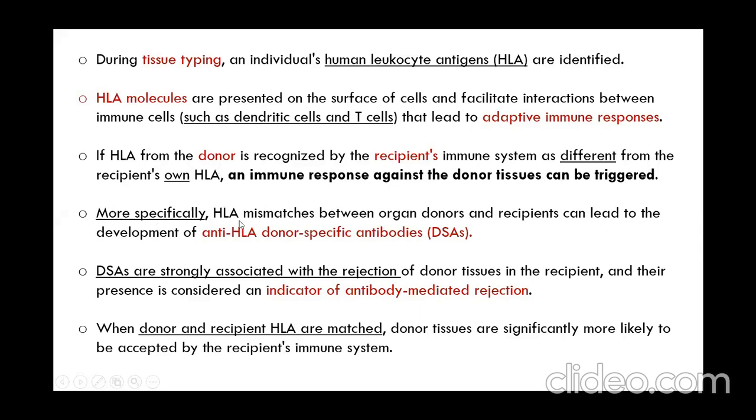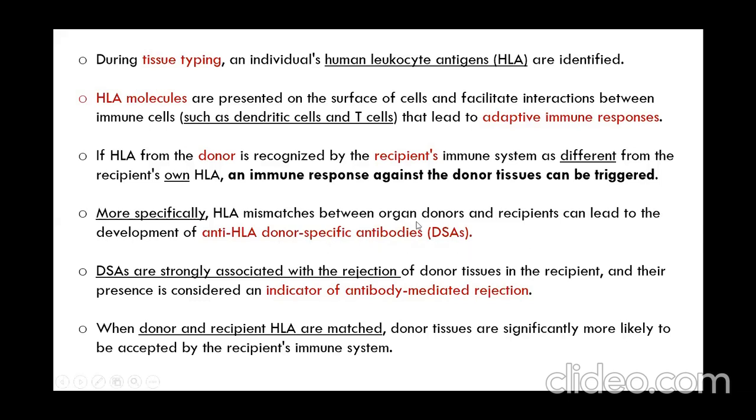More specifically, HLA mismatches between organ donors and recipients can lead to development of a specific form of antibodies called anti-HLA donor-specific antibodies, DSA. So once these antibodies are formed through HLA mismatching, what will happen? Antibody-antigen interaction will happen. Basically, that will lead into the classical pathway of the complement system. So basically, I am recognizing them as foreign, so I go in terms of producing complement. Basically, I'm killing the donor tissue, right?